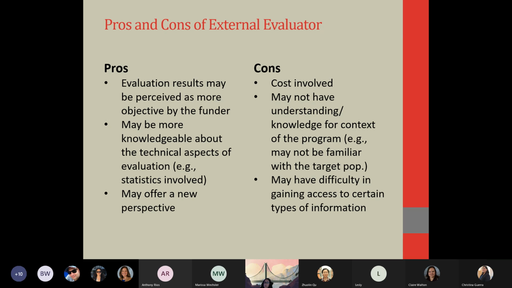Also, another disadvantage is that they may not have an understanding or knowledge or context of the program. For example, they may not be familiar with the target population. They may also have difficulty in gaining access to certain types of information. So there's certain types of information that's confidential that would need to be de-identified, and sometimes that could be hard to get to the evaluators.